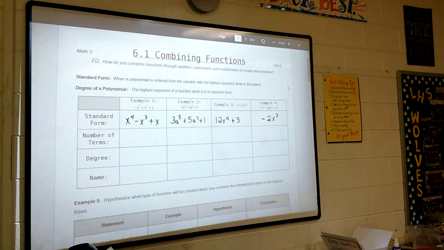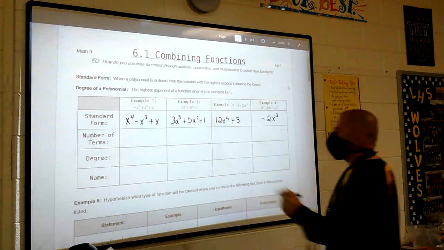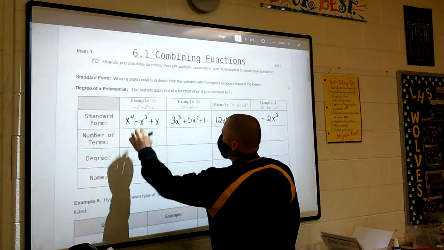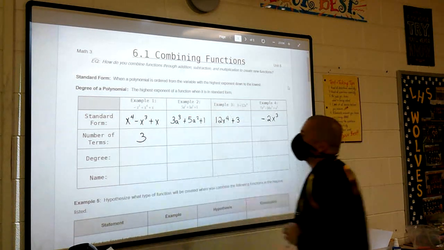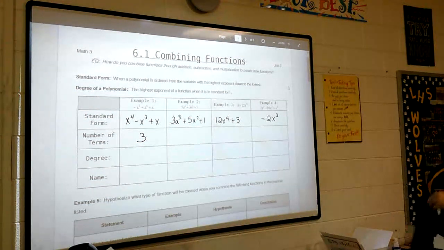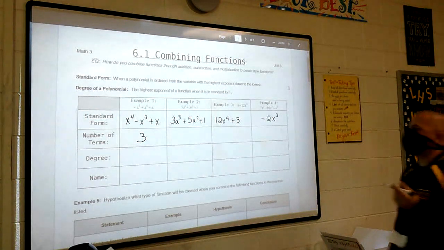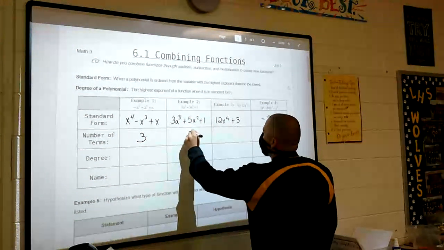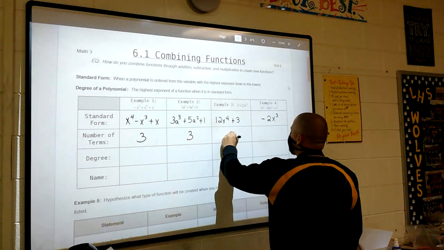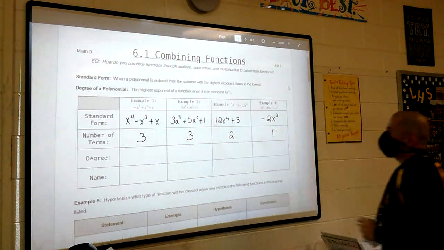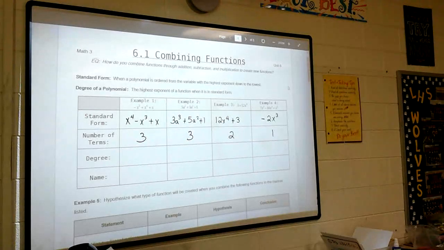Which goes to our next thing, which says the number of terms. In example 1, you have 3 terms. Means 3 different things. A term is separated by adding or subtracting. So there's 3 terms in example 1. There's 3 terms in example 2. There's 2 terms there. And there's only one term, negative 2x to the third, in example 4, because we were able to combine all those together.